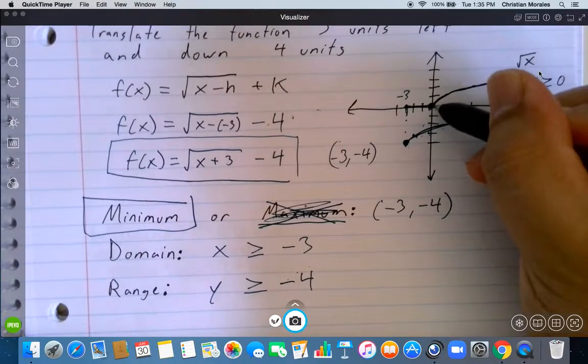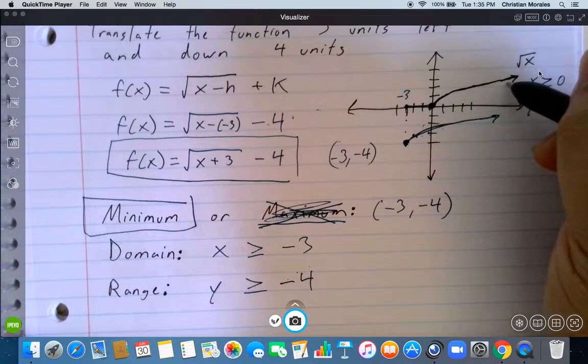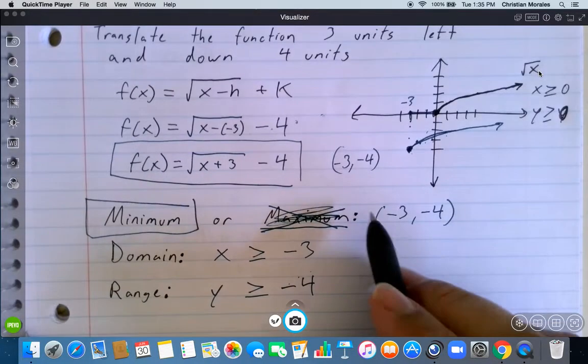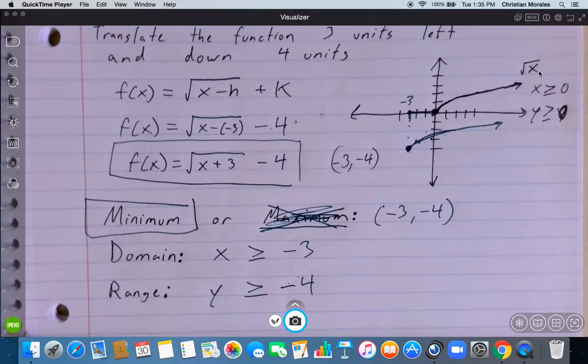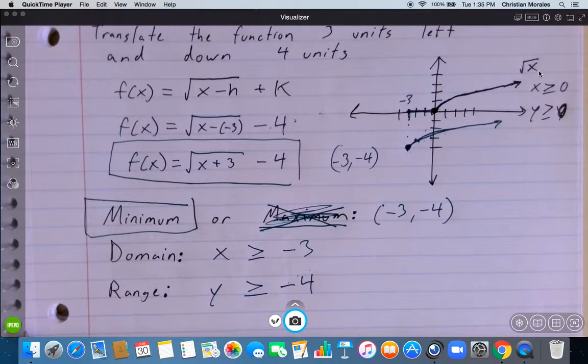This is the minimum of the original function. But once it's moved, you have to work with this point now. And this point now is where you're going to get your domain and range. Okay? Now it is possible to have it go negative. I wasn't going to really spend a lot of time on that.